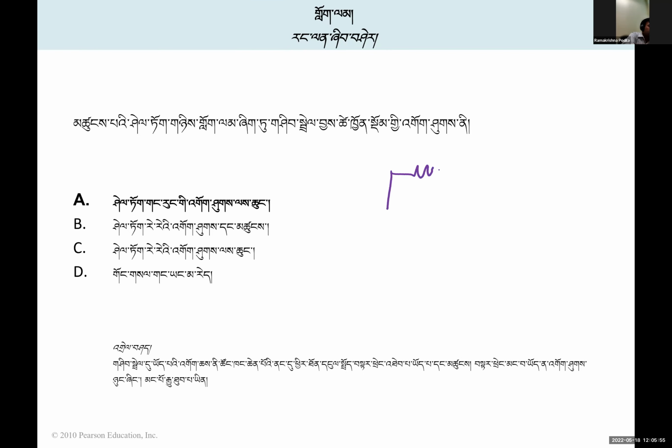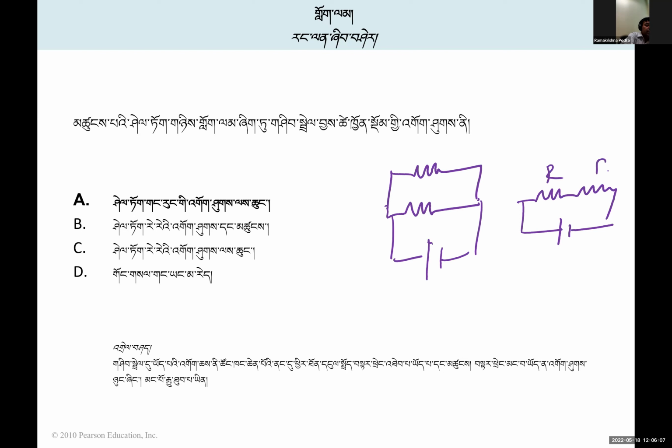So now let's see this. If you have two resistances in parallel, that is different from having two resistances in series. In series, the resistance is R plus R, so it becomes 2R. So in series, the resistance is more. But in parallel, the resistance is lower.